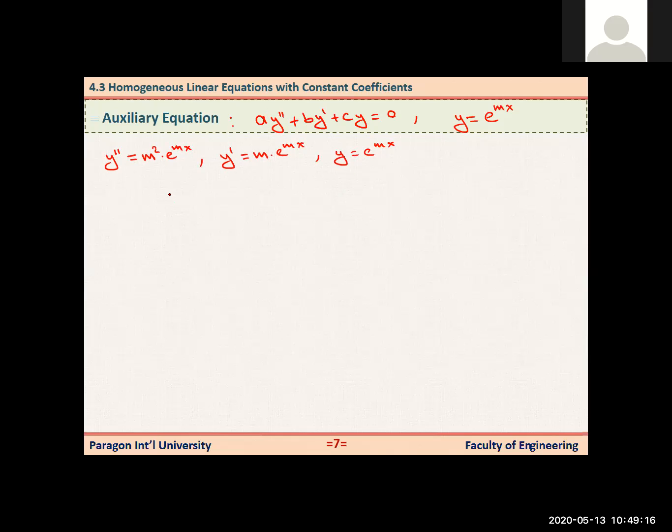Now if I substitute here, we get a times y double prime, that is m squared times e to the power mx, plus b times y prime, that is m e to the power mx, plus c times y, that is e to the power mx, which is equal to 0. As you see, e to the power mx is a common factor. If you take this out, here we have a m squared plus b m plus c is equal to 0. This is second order.